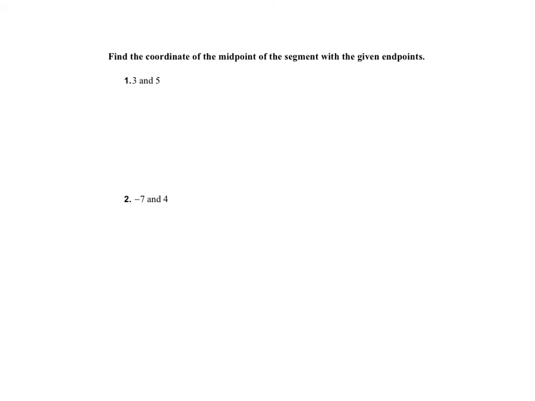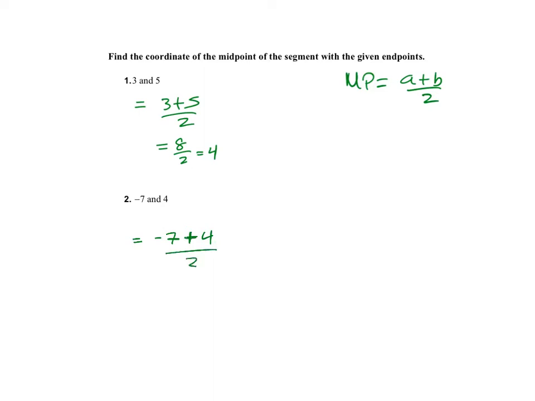So let's do this. I want to find the coordinate of the midpoint of the segment with the given points. Again, that's midpoint, let's call it MP. In this case, it's just A plus B divided by 2. So it's 3 plus 5 divided by 2, so it's 8 over 2. That's 4. That's the midpoint between 3 and 5. Between negative 7 and 4 again, this is negative 7 plus 4 over 2, so this is negative 3 over 2. And that's it. We can write it as a decimal also.